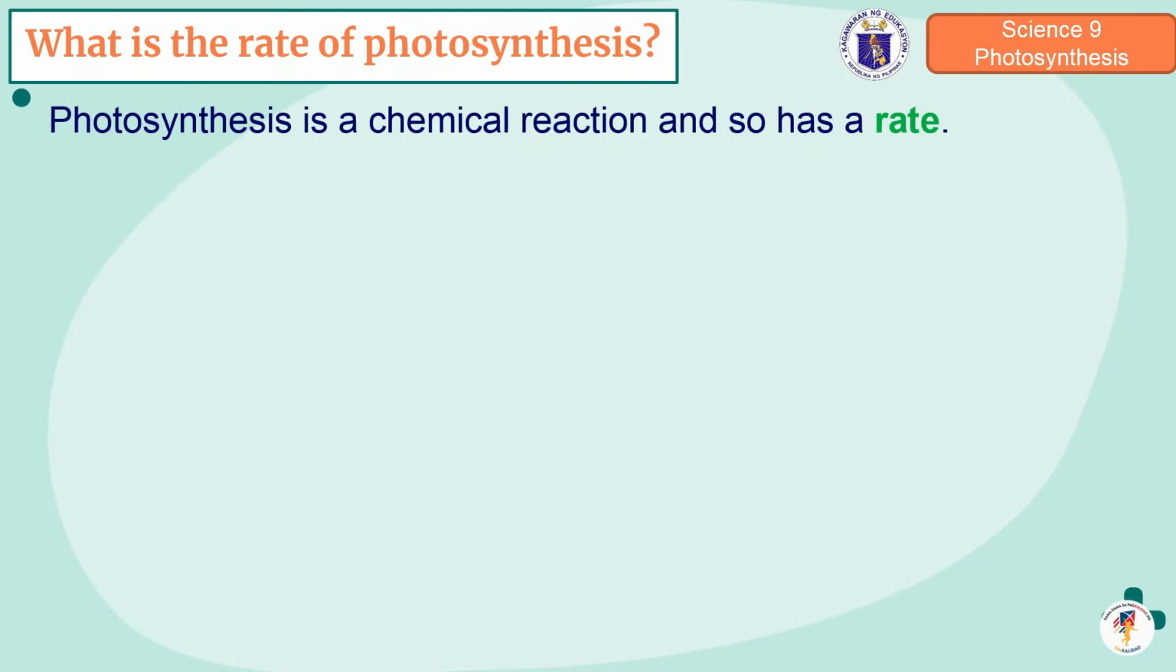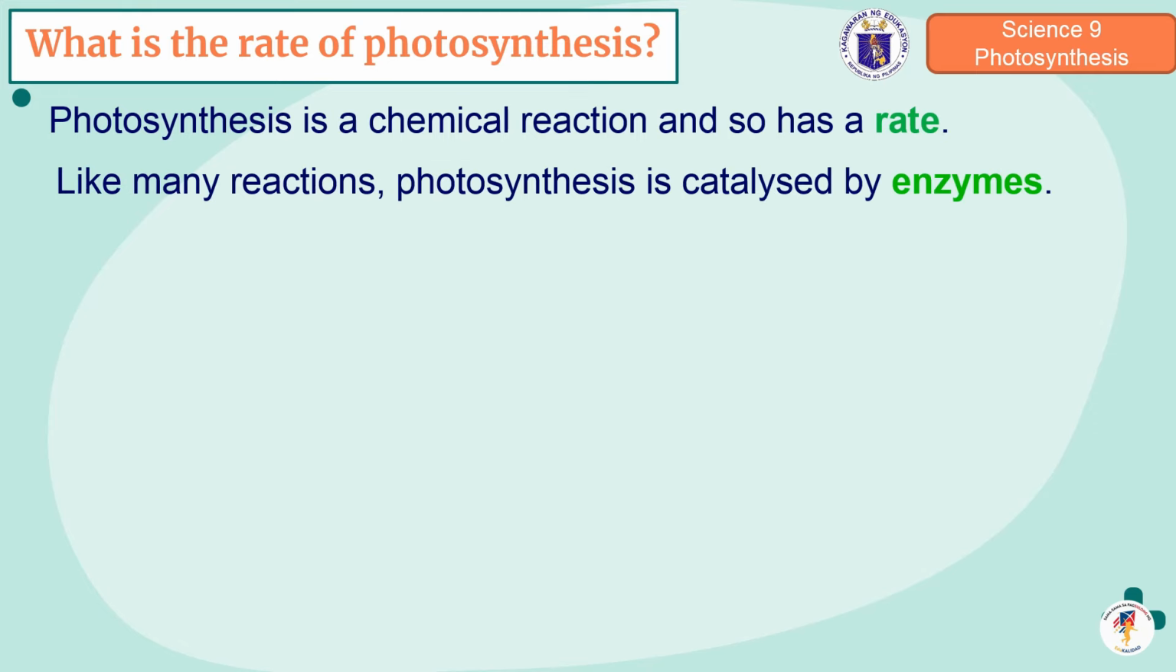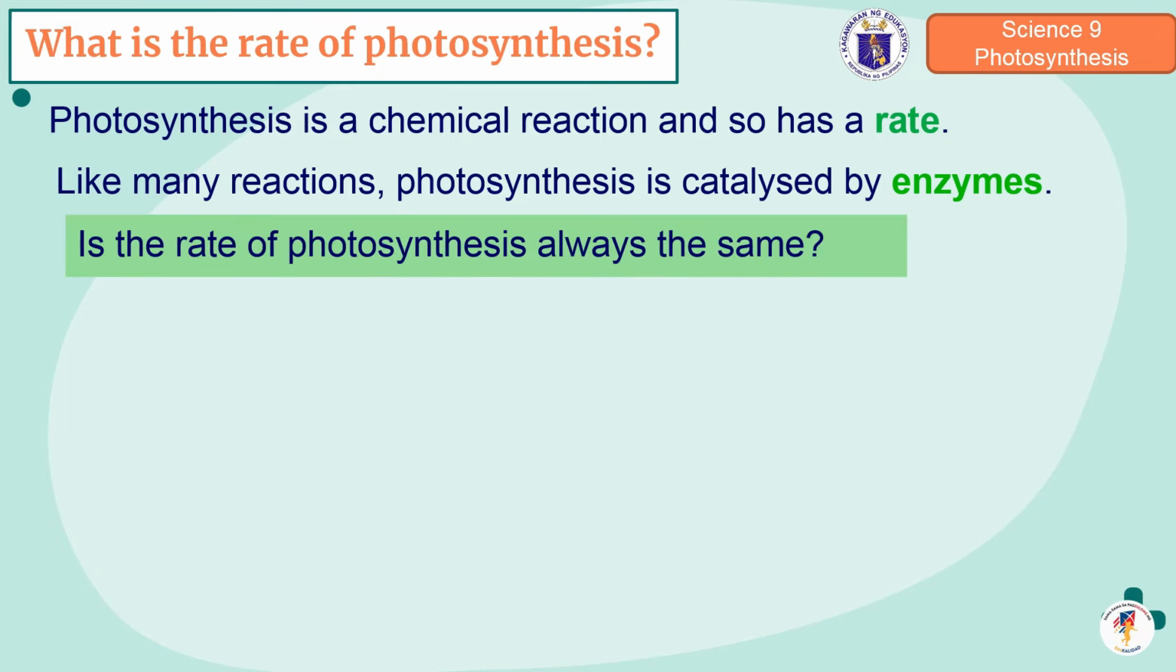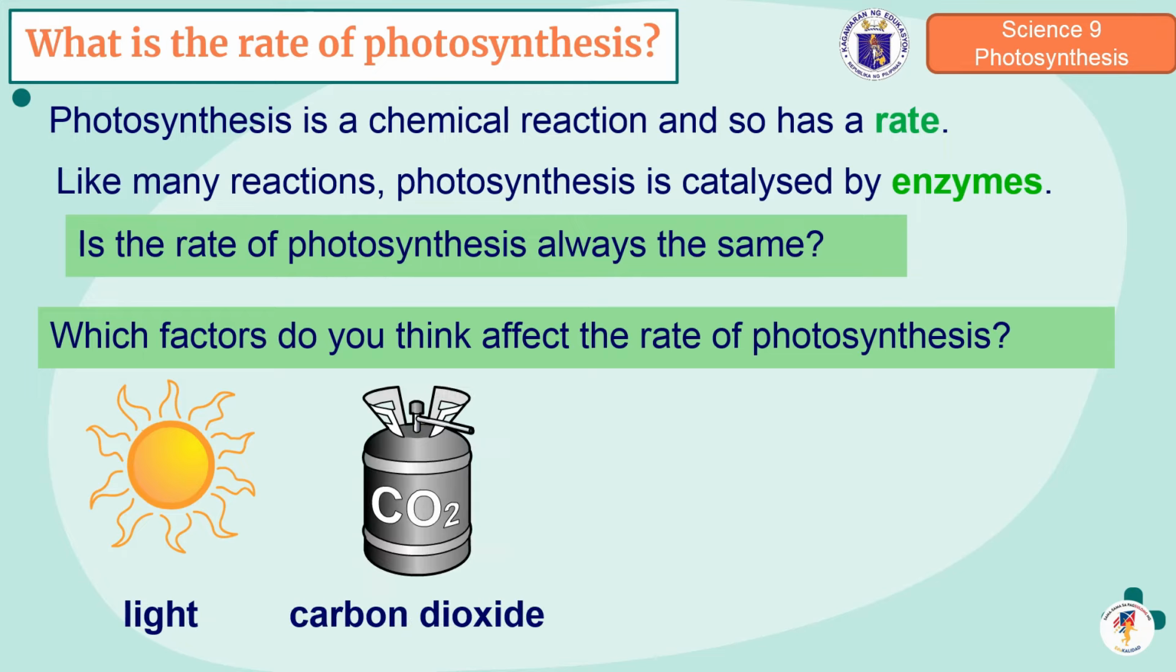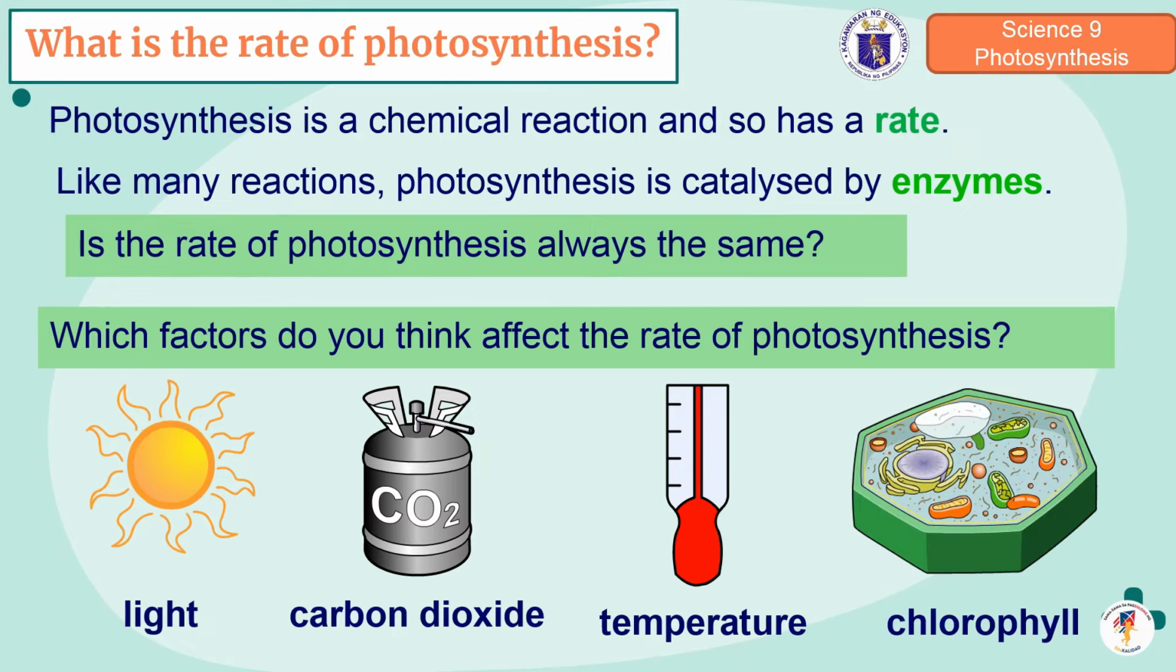We already know that photosynthesis is a chemical reaction, and so just like any other chemical reaction, it has a rate, whether it is fast or slow. Like many reactions, photosynthesis is catalyzed by enzymes. So is the rate of photosynthesis always the same? Definitely not. So which factors do you think affect the rate of photosynthesis? As we have discussed earlier, photosynthesis can be affected by light, carbon dioxide, temperature, and chlorophyll.